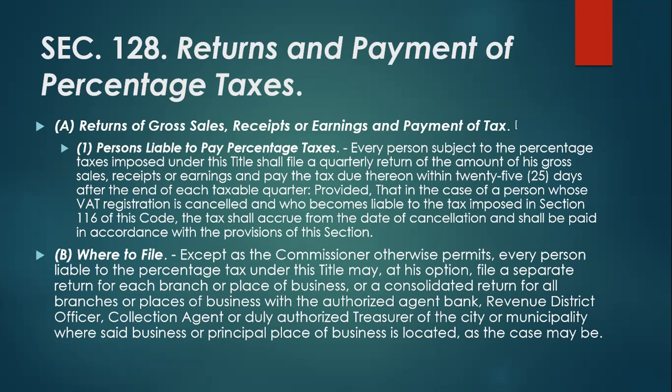So where to file? Except as the Commissioner otherwise permits, every person liable to percentage tax may, at his option, file a separate return for each branch or place of business, or a consolidated return for all branches or places of business, with an authorized agent bank, revenue district officer, collection agent, or municipal or city treasurer. Okay? And that's it for percentage tax.